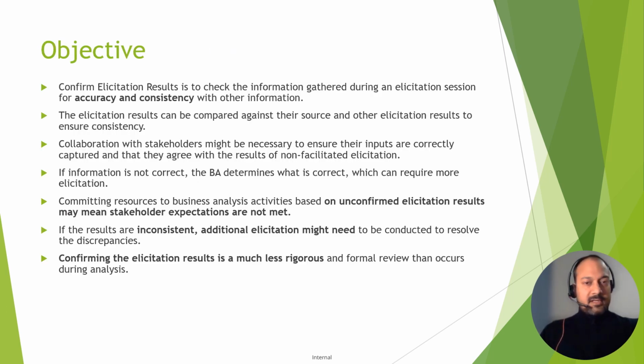So now, what is the objective? I hope you are also jotting down those points which are highlighted in bold here. Confirm elicitation result is to check the information gathered during an elicitation session for accuracy and consistency with other information. The elicitation results can be compared against their source and other elicitation results to ensure consistency.